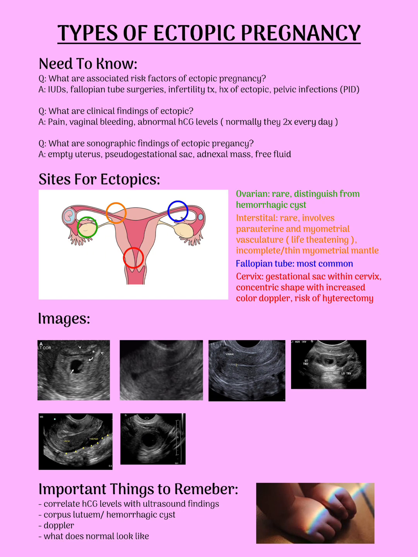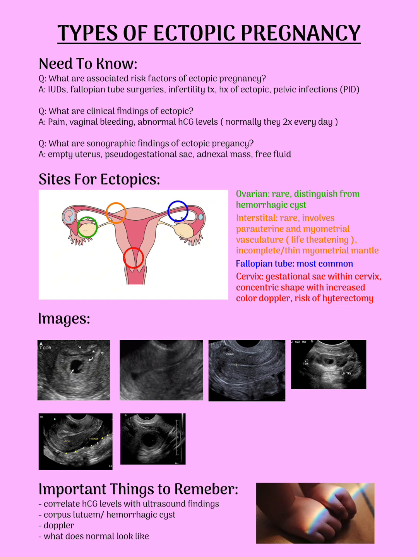Some things to know about ectopics are that those who have IUDs, have had fallopian tube surgeries, are doing infertility treatment, have a history of an ectopic, or have pelvic infections like PID are at a higher risk of getting an ectopic pregnancy. Some clinical findings of ectopic would be, number 1, pain, vaginal bleeding, and abnormal HCG levels.